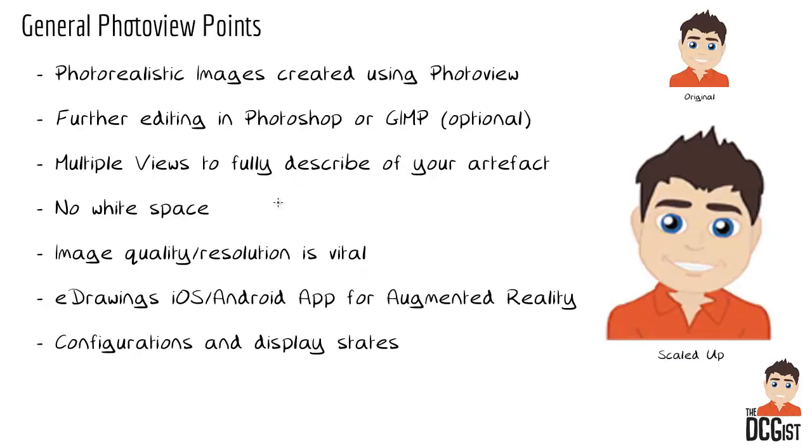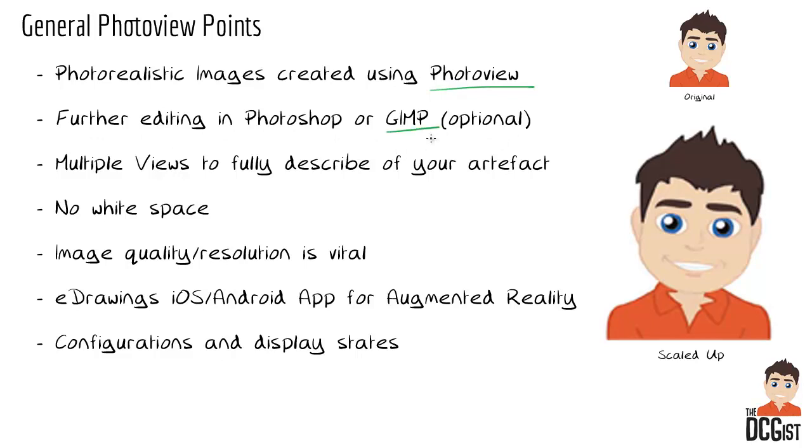So now let's just take a quick look at some general photo viewpoints. So when you're creating your images, the first thing is that your photorealistic images need to be created using photo view, which is part of Solidworks. Okay, so you'll be able to find that there in the same way as you did in output 6. You can then do further editing in Photoshop or in GIMP if you like. It's not a requirement, but you can if you want.